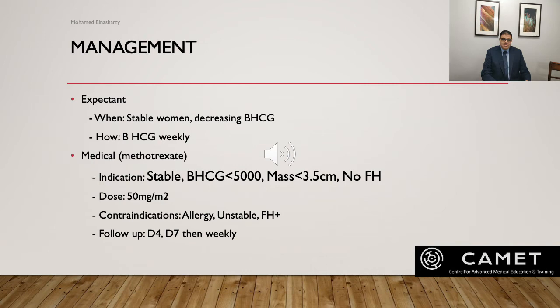And in this case, we have to do BHCG on day 4, then day 7, and then weekly. We compare the BHCG value between day 4 and day 7. There must be a drop of at least 15%. And if this drop doesn't happen, then we have to consider either another dose of methotrexate or a surgical option. And again, there is no need to give anti-D with medical management of ectopic.